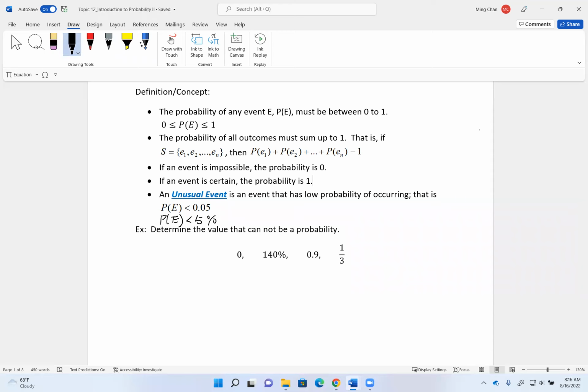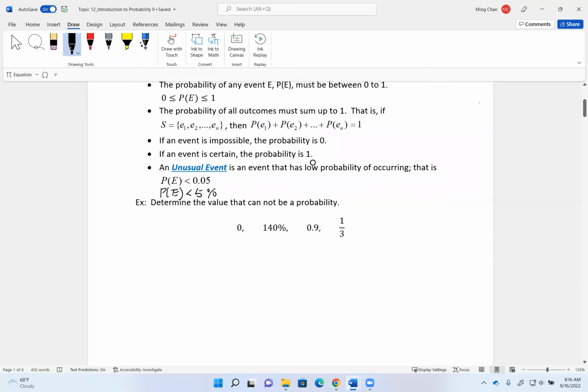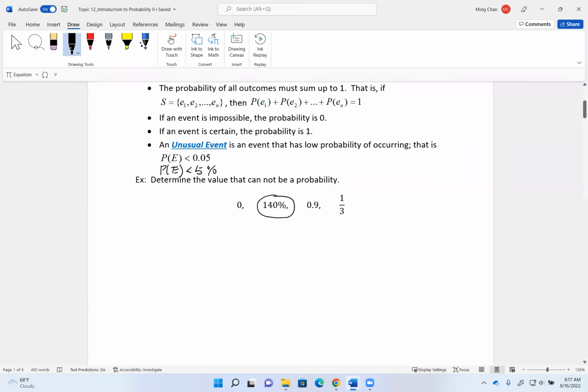Determine the value that cannot be a probability. Well, 0 means 0%, that can be. 0.9 means 90%, it can be. A proper fraction is always between 0 and 1, so that's what the first rule says. All probability has to be between 0 and 1. 1/3 is 0.3 repeating, which is about 33 and 1/3%. The one that cannot be is anything over 100%. The maximum probability is 100%, so anything higher than 100% cannot work.